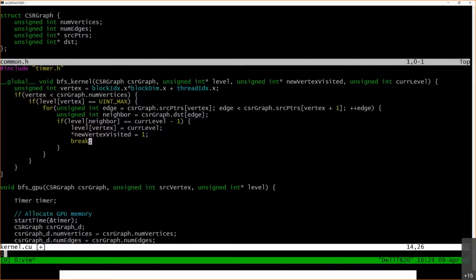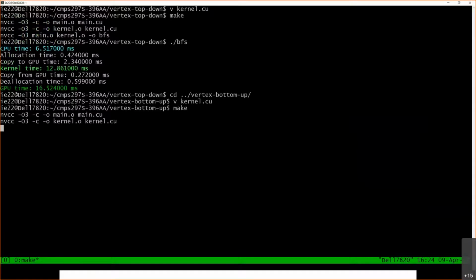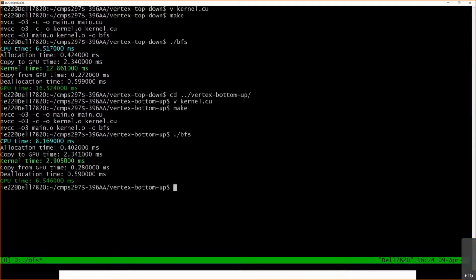Okay, so let's compile this and run it. As a reminder, the top-down approach took 12 milliseconds, and now we're going to run the bottom-up approach, and this time it took 2.9 milliseconds. So it's significantly faster than the top-down approach, because as we saw, this approach is able to exit early. It doesn't have to loop over all of the neighbors.